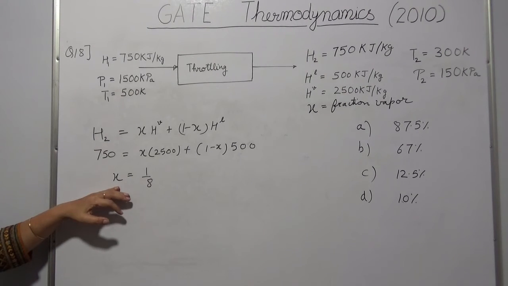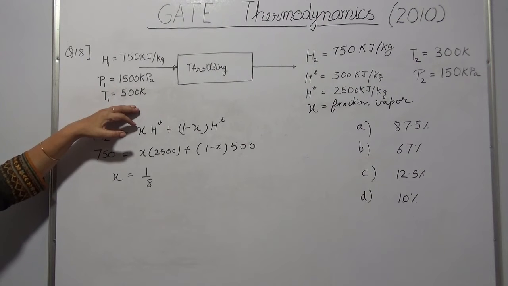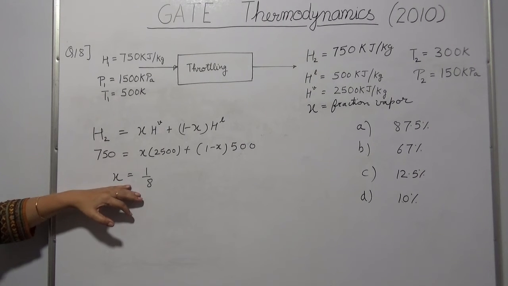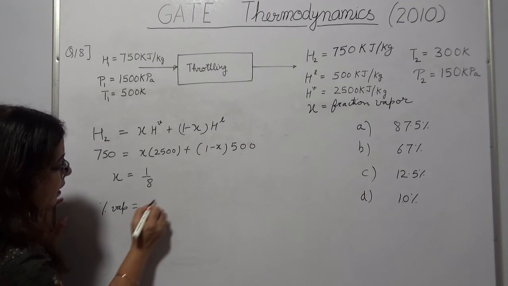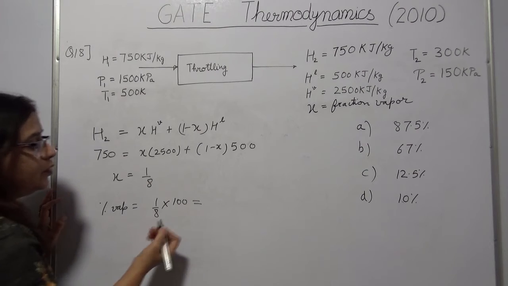So the fraction of the liquid which has vaporized is 1 by 8. You have to convert it into percentage. So how do you do it? So percentage vaporized will be equal to, just multiply the fraction by 100 and you get what?